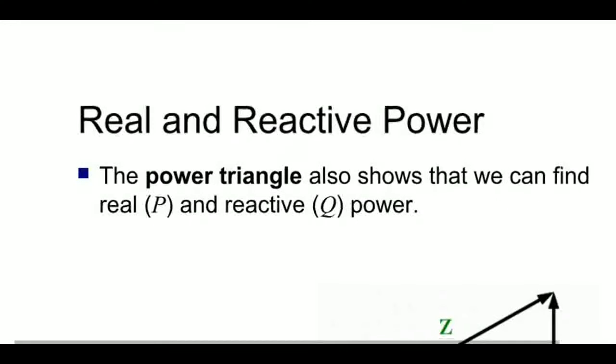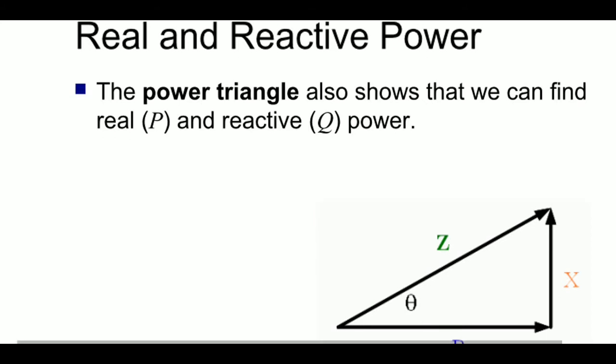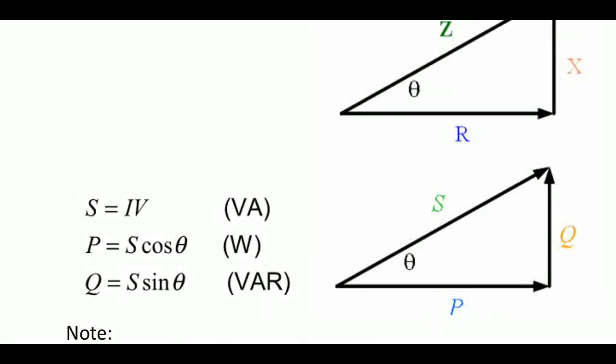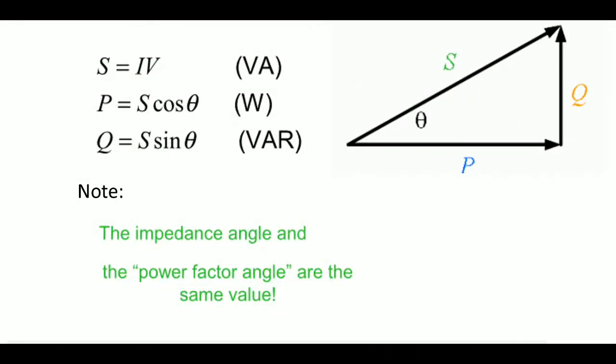We can understand the real and reactive power by using the power triangle. This power triangle also shows how we can find real power P and reactive power Q. So here S equals VI volt-amperes, P equals VI cos theta watts, and Q equals VI sin theta volt-amperes reactive. Note, the impedance angle and the power factor angle are the same value.